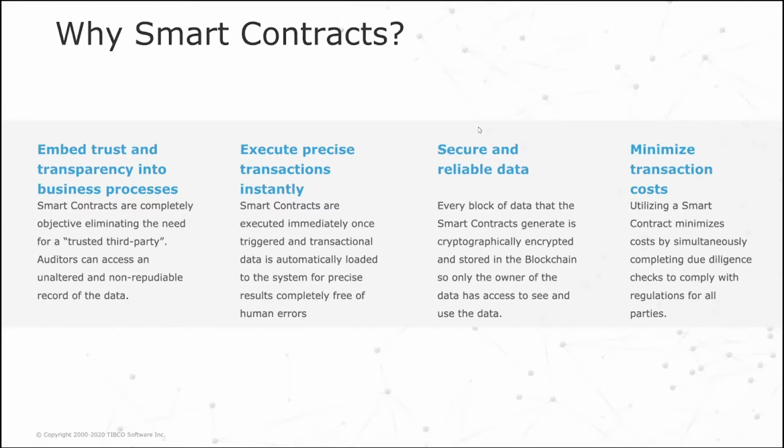So just real quick, why are smart contracts important? Basically, as we know, a smart contract is the business logic that runs on top of a blockchain. So it just creates and embeds trust into a business process. We're not going to go into blockchain deep right now because this is an introduction, but basically they also execute the precise transactions instantly. So the difference is that it adds some redundancy on the validation for those transactions.